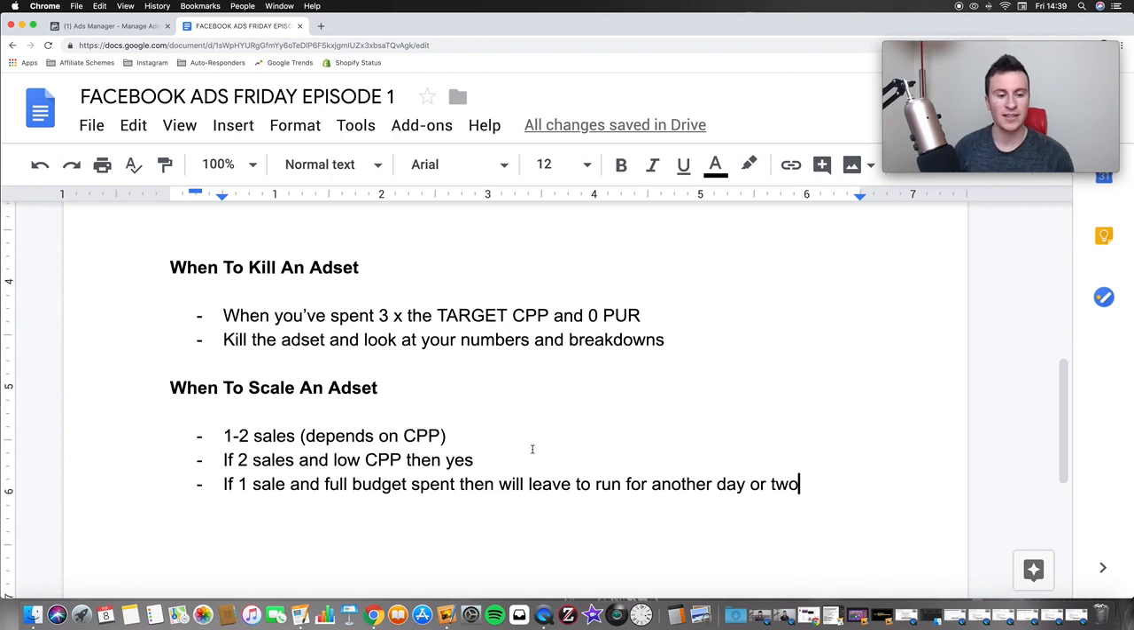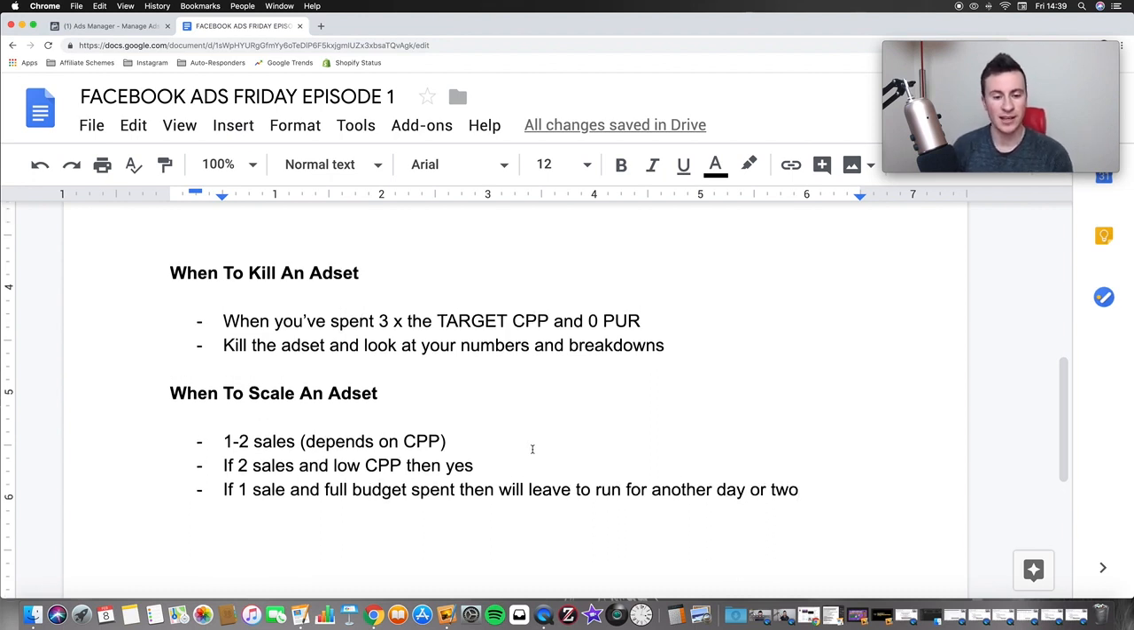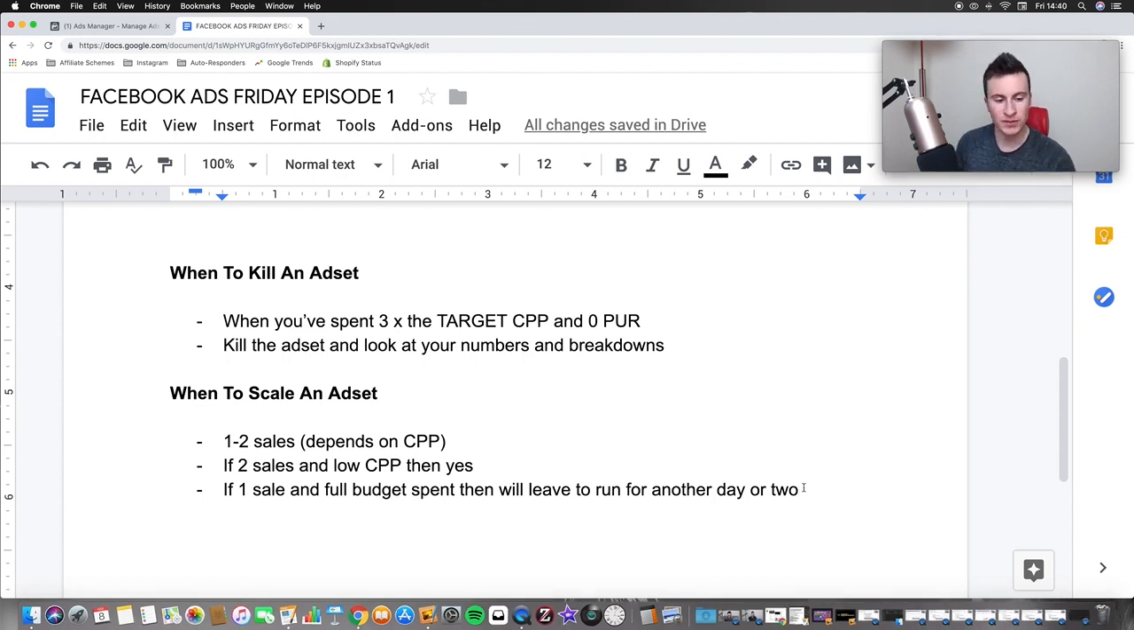When you scale an ad set, if you've got 1 to 2 sales, then that particular audience has potential, but it depends on the cost per purchase. If you get 2 sales, then that's a good sign and you want to start scaling that ad set. But again, keep an eye on it to see if it still stays profitable. And if you only get 1 sale, then there's signs there that that audience has potential. So what I'll do is let that ad set run for a couple more days, and if it gets more sales, then to me that's an even better sign that the ad set just needs a bit more time, maybe a bit more budget as well, and therefore it's one that I'm going to scale.